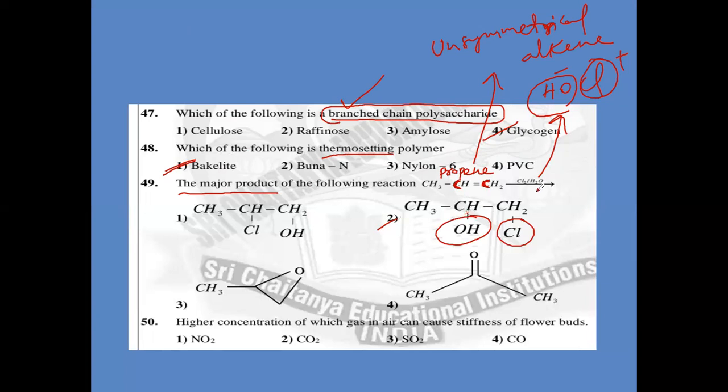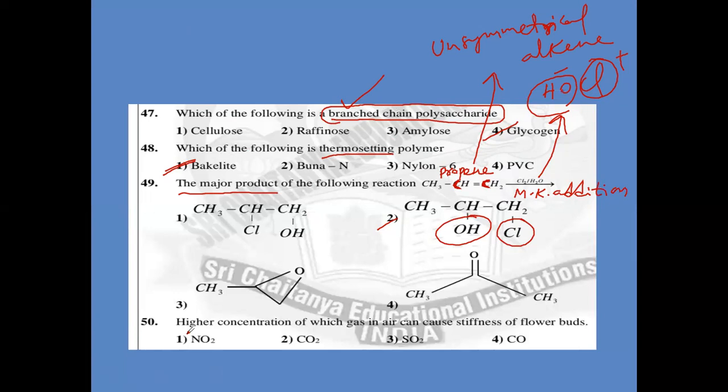Here is any peroxide given? No, peroxide is not given. When peroxide is not given, it is Markovnikov addition. So Markovnikov addition is in the absence of peroxide. In this, the negative part will attach to the double bonded carbon with less hydrogen. Okay, next.